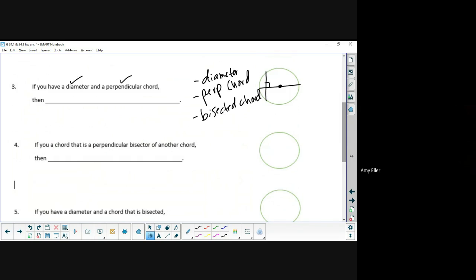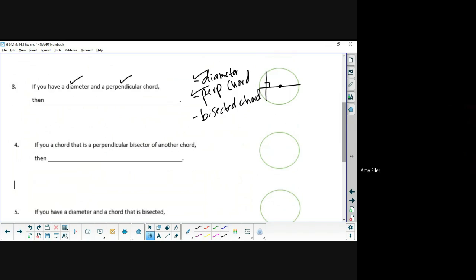I think this was Friday's lesson. Anyway, it was 24-2. We talked about a theorem I call 2 of 3. The 2 of 3 theorem says, if you have 2 things on this list, you actually have the third. If you have any 2 of those on the list, you have the third. Let's take a look. We have a diameter. We have a perpendicular chord. Therefore, with my pen, I'm going to say, then I must have bisected chords.